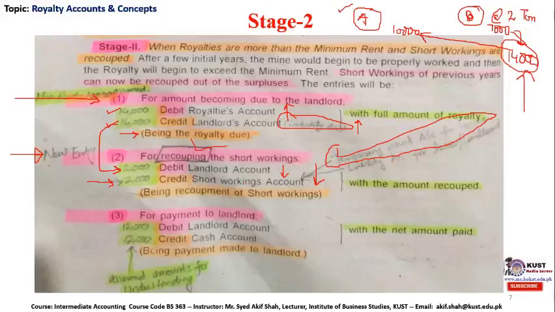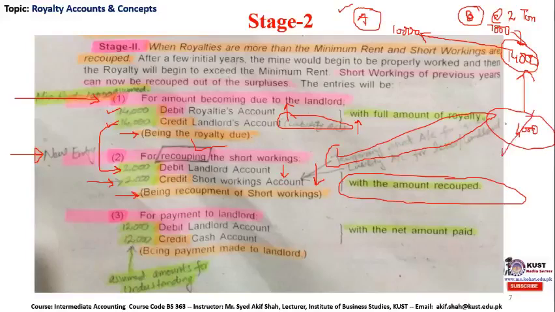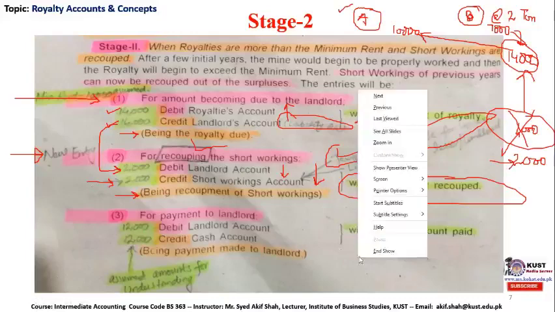And then comes the short narration, being recoupment of short working, with the amount recouped. We are in a position to recoup at least 4,000 of short working, but since we had only paid 2,000 in the first year to the landlord, we cannot recoup the full 4,000. Rather, we have to recoup what we had paid to the landlord in excess of the royalty fee in the first year, which was 2,000. So we have written the recoupment entry over here.